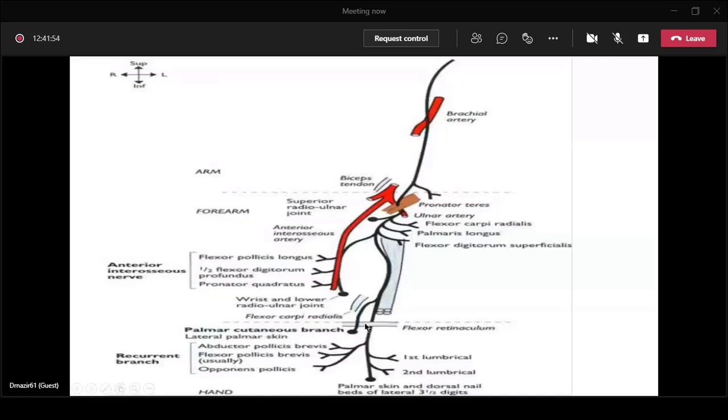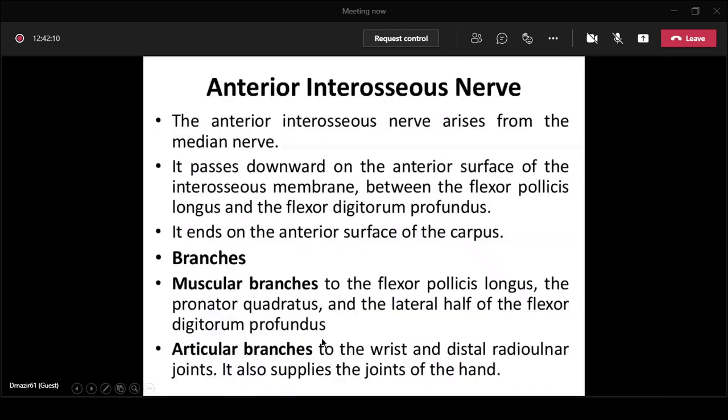Now, the other branch of the median nerve is the anterior interosseous nerve. It arises from the median nerve and passes down on the anterior aspect of the interosseous membrane between flexor pollicis longus and flexor digitorum profundus, and it ends on the anterior surface of the carpus, that is, where the flexor retinaculum bridges the carpal bones. It ends at this level.